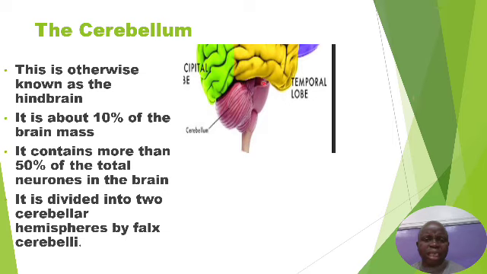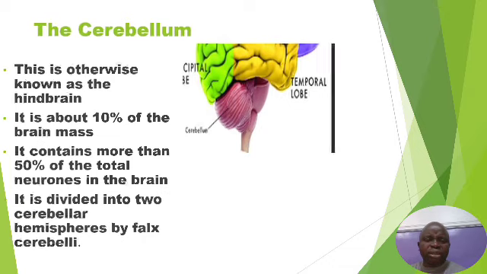Then we have the area of the hindbrain that is called the cerebellum. It's about 10% of the brain, and interestingly, it contains more than 50% of all the neurons in the brain. And also, this cerebellum has a relationship with the spinal cord, and structures coming from the cerebrum pass through the pons varolii to reach the cerebellum. The cerebellum also, like the cerebrum, is divided into two hemispheres, right and left cerebellar hemispheres.